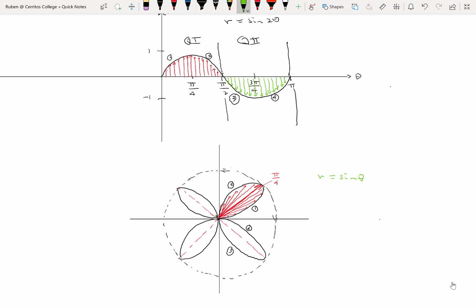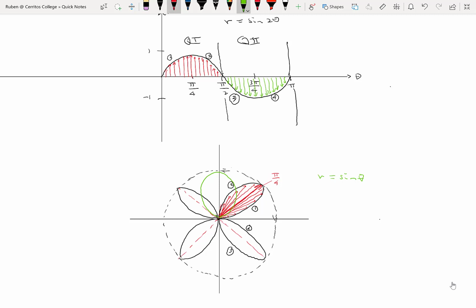onto our drawing of our 4-leafed rose or 4-leafed clover, whatever, and then we'll clean up the drawing a little bit to do our area. If we were to draw the original curve we had before, r equals sine of theta, right onto our picture of the rose, we would see this. What we're interested in is the area that is inside the rose but outside the green circle.